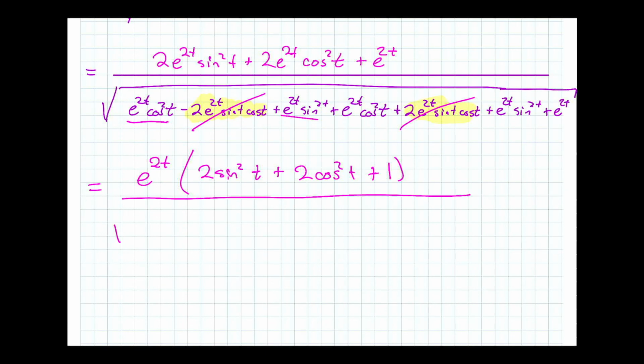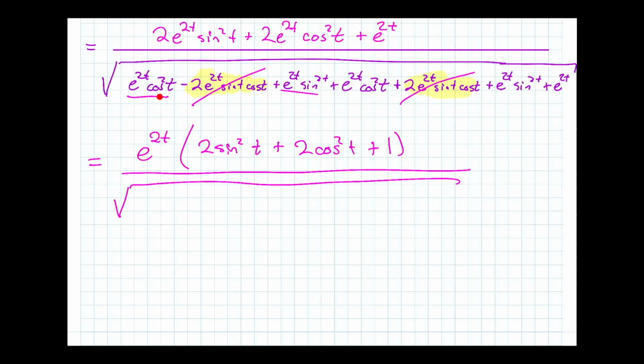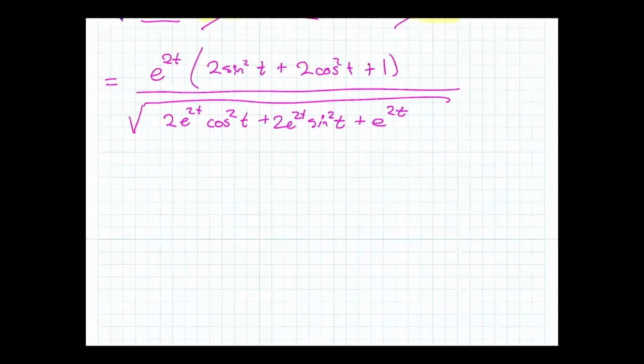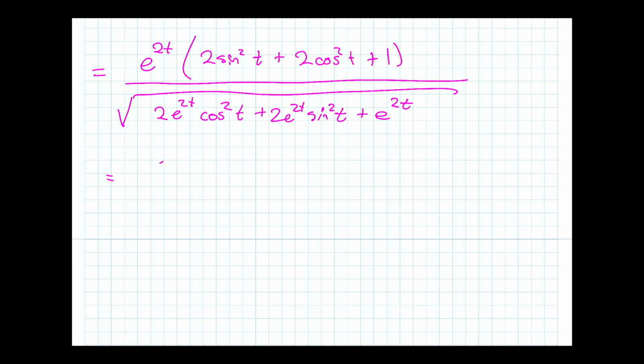Okay. In the denominator, what do we got going on? I've got e to the 2t cos squared, same term, so that's 2e to the 2t cosine squared t. Then I've got the same thing for sine, so 2e to the 2t sine squared t. And then finally I've got e to the 2t. Now I can also do the same thing there: e to the 2t times 2 sine squared t plus 2 cosine squared t plus 1.